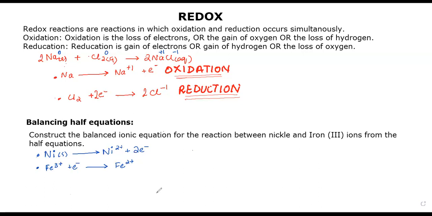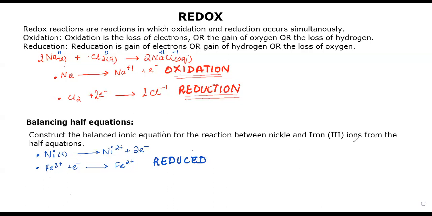What you have to do over here is, first of all, see if we can figure out who is being oxidized and who is being reduced. As you can see over here, my iron 3 plus is gaining electrons to become iron 2 plus, right? So since iron is gaining electrons, iron is being reduced. Now, nickel is losing electrons. It's not gaining electrons, even though the electrons have a plus sign.